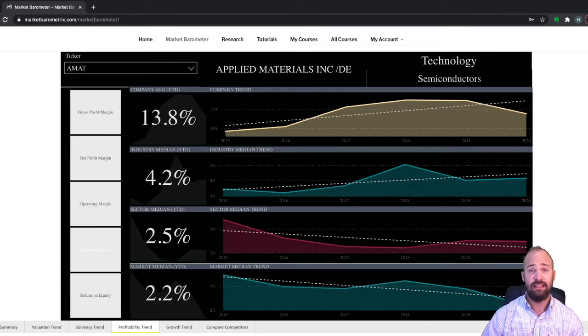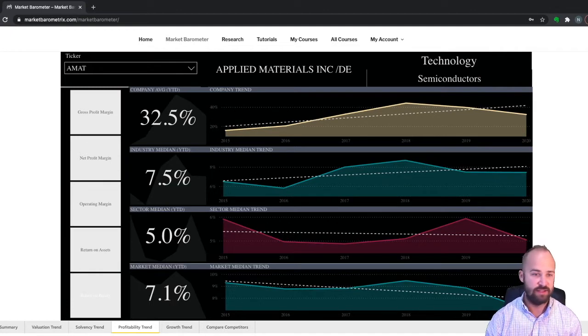So once again, Applied Materials, much more profitable, much more efficient with its assets than its peers. And again, that's likely because they're employing greater amounts of debt. So while they're generating a better return on their assets, it comes with increased risk. And return on equity is identical to that. In fact, to an even greater degree. So Applied Materials is generating a return on equity nearly 5 times greater than that of its industry peers.